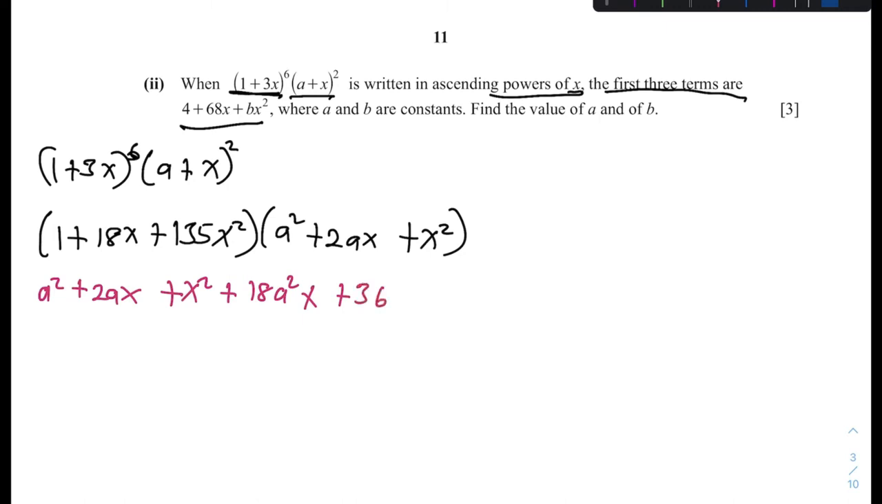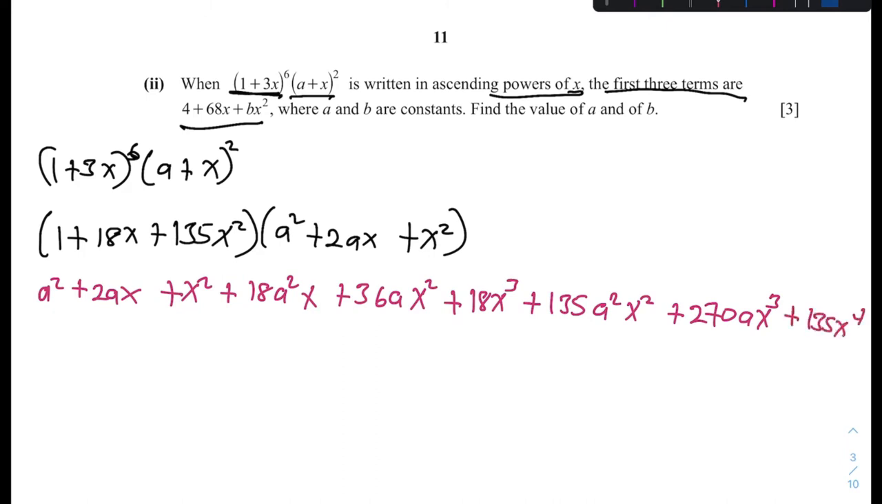Yeah, 36ax². Be careful because this x multiplies this x to give us the x², then plus 18x³, okay? All right, so the next thing that you want to do is use the 135 to expand. So I have 135a²x², then you have 135 times 2, which gives you 270. So you have 270ax³, and then you have 135x⁴.